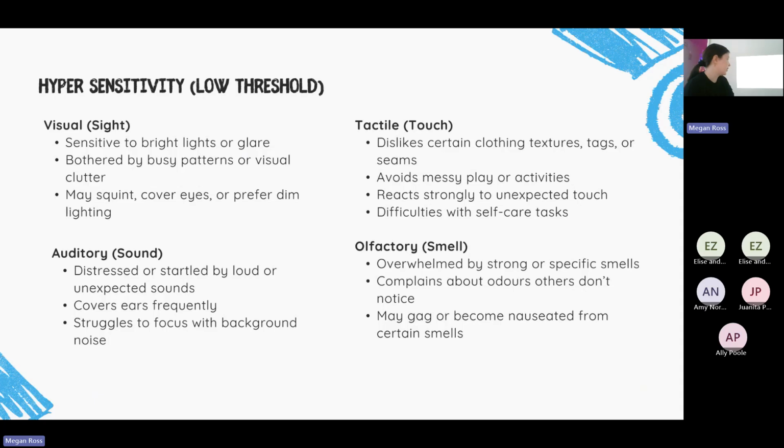And then olfactory, so smell, overwhelmed by strong or specific smells, or complaining about odors that other people don't notice. So, can you smell that? It's really horrible, or having a really hard time managing in those really strong smelling places. They gag or become nauseated from certain smells, or maybe you notice that they're avoiding going to places like certain shopping centres or certain aisles in the shops where there's lots of smelly things, or not going into, I don't know, Lush or the really smelly stores, or getting a bit overwhelmed, or struggling if there's really strong perfume.